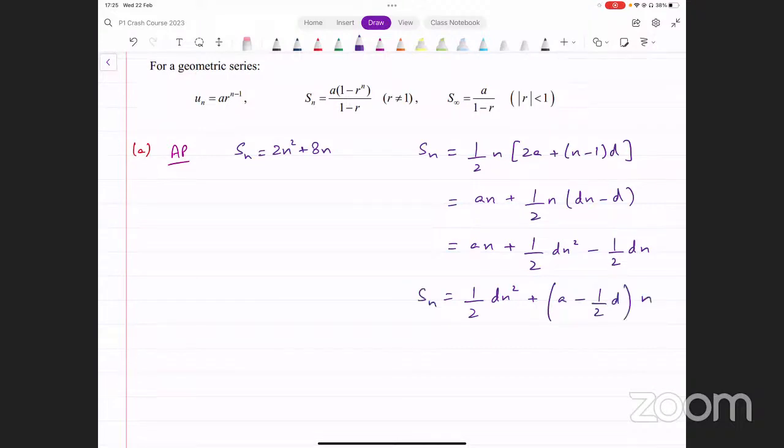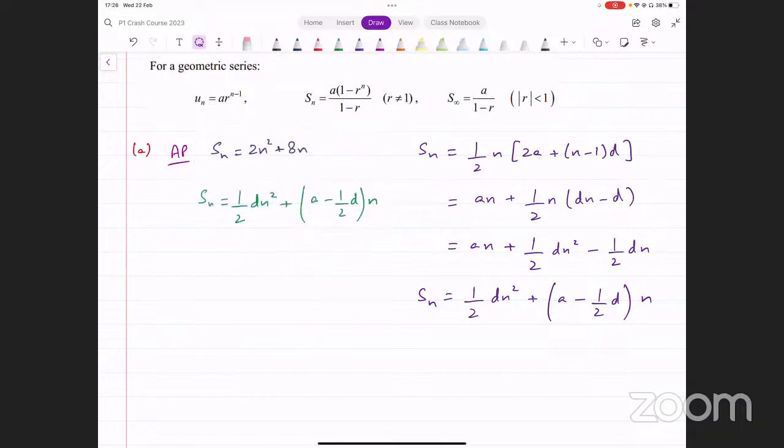This is the formula that you are getting. All right, so there's a formula that they have given, and the formula that you are getting is half d n square plus a minus half times d. No, sorry, a minus half d times n.